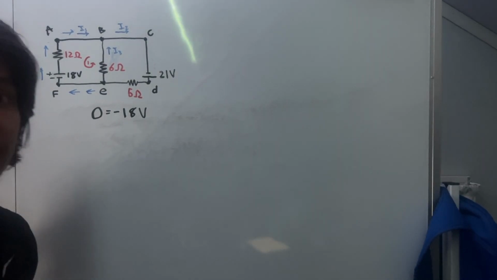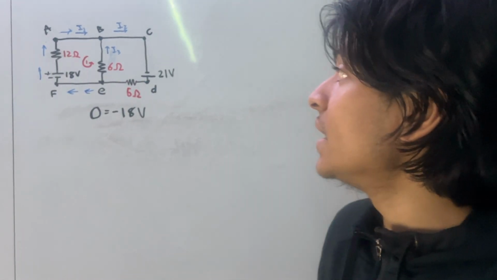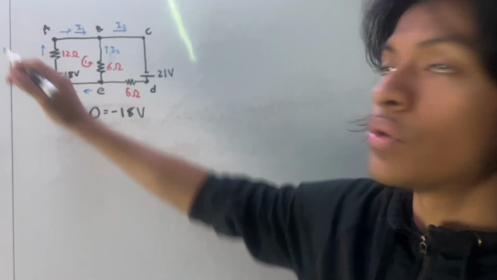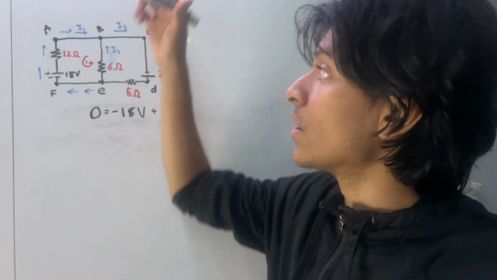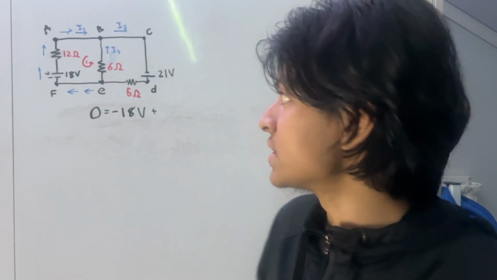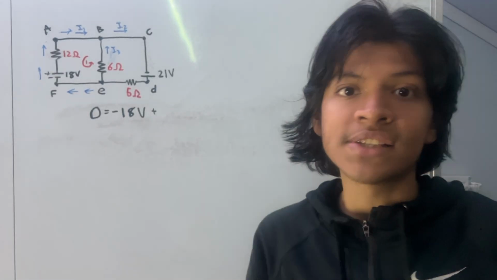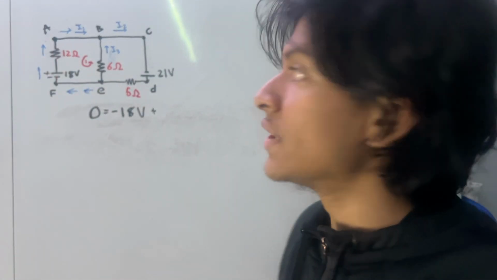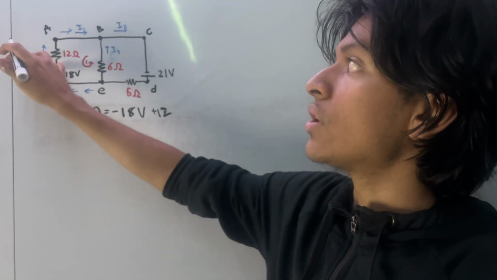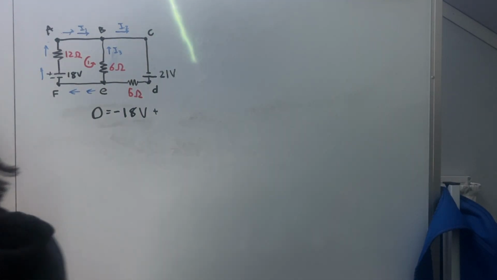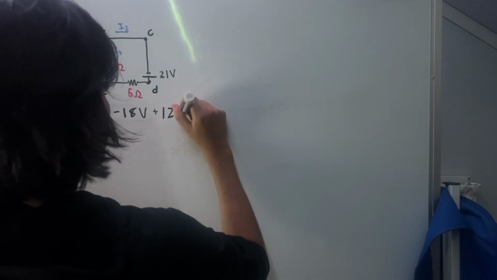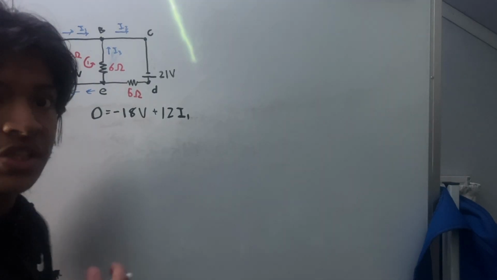So when we're opposing the direction of current, the potential across this 12 ohm resistor is going to be positive. It's always going to be the case that when we're opposing the current, it's positive. And we know potential is just resistance times current. We're given that it's 12 ohms, and the current going across this resistor is just I1. So we have plus 12I1. And so we just keep going with our loop.